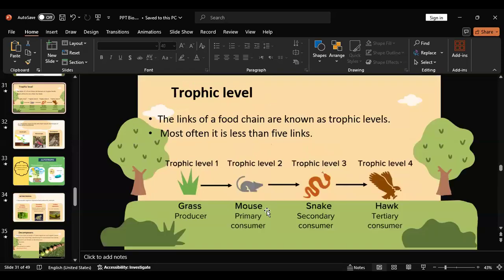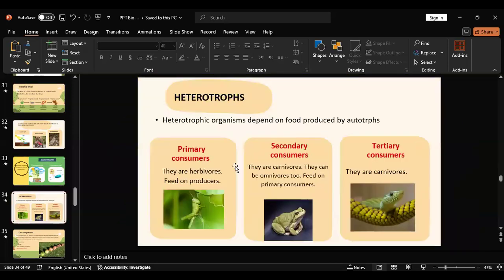Here, look, the mouse is a primary consumer. It directly depends on the producer, that is the plant, right? So here it should be a herbivore. Herbivore means what? Animals which feed on plants are known as herbivores. So they feed on the producer. That is the primary consumer. Here you may see the grasshopper.